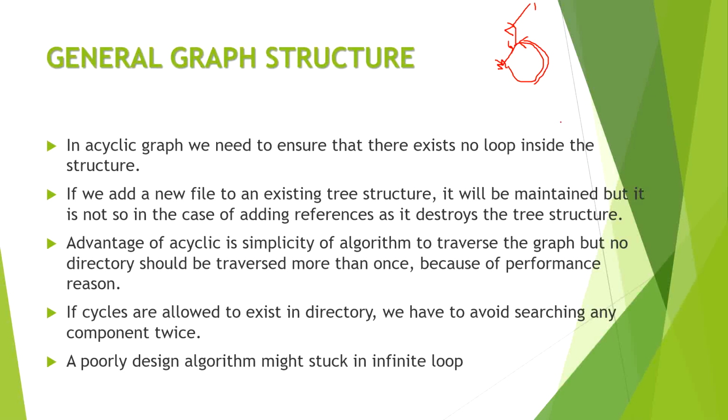So if cycles are allowed to exist in the directory, we have to avoid searching any component twice. Okay, so if 4 is visited once, then we will keep account of it and make its flag 1. After that we will make the flag 1 and it will not be visited again, meaning the searching function will not visit 4 again. So in this way algorithms are implemented, and a poorly designed algorithm might get stuck in an infinite loop. Okay, so we have to get rid of this.